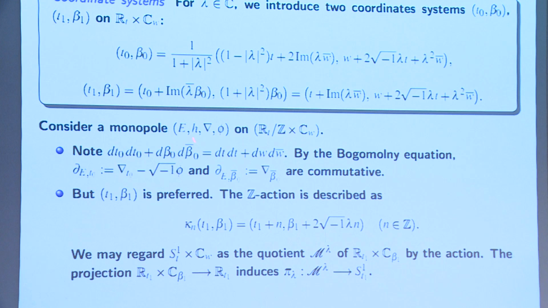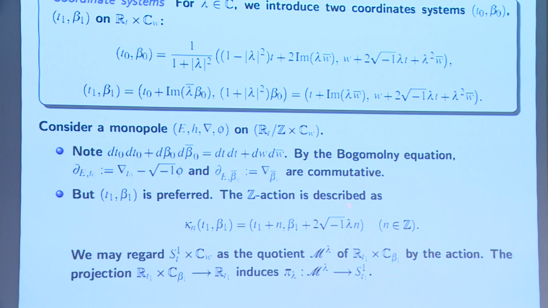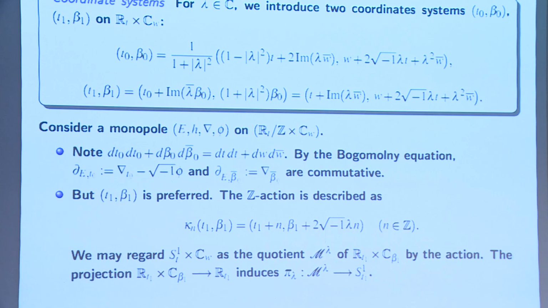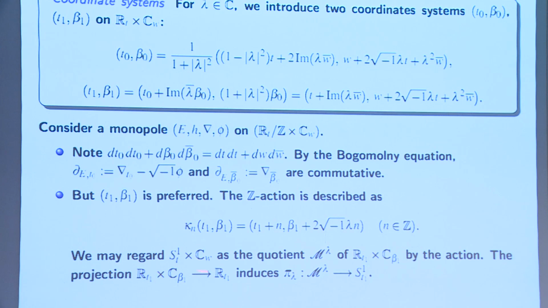The first reason is that the action of integers is given in this way. It is better than the description with respect to t0 and beta 0. Another reason is with respect to curvature decay. I mean, we may regard S1 t times C w as a quotient of R t times C beta 1 by these actions. And we have the projection from M lambda to S1 t1 by the projection from t1.